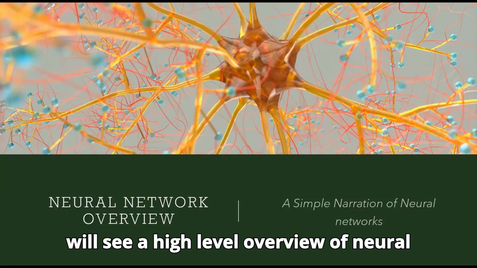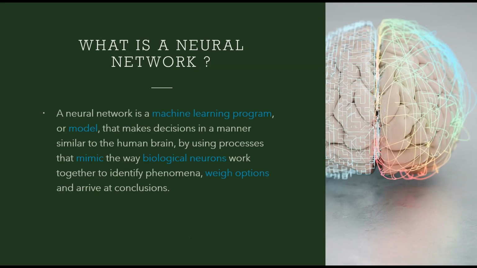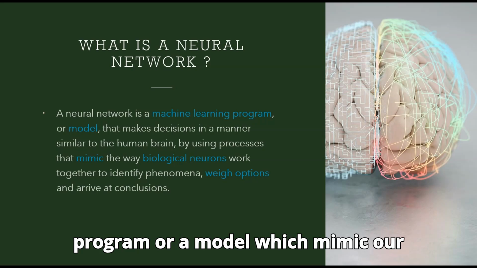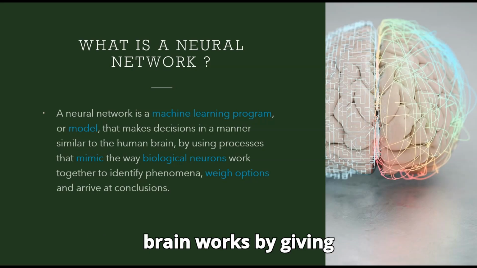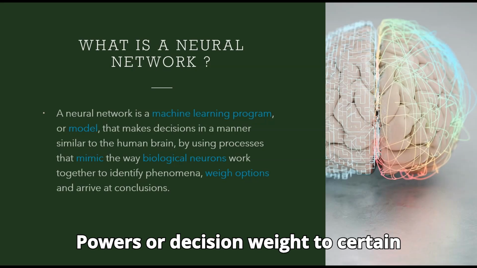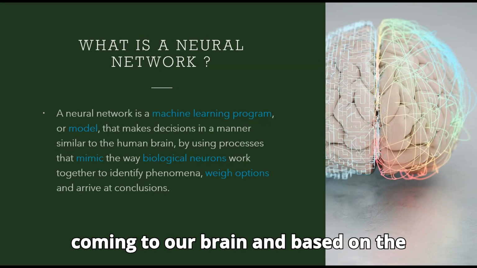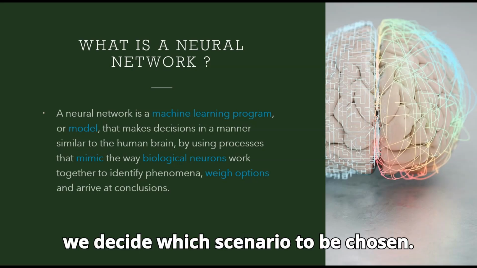We will see a high level overview of neural networks. What is a neural network? A neural network is a machine learning program or model which mimics our biological brain. Our biological brain works by giving weighting or decision power to certain variables, inputs or scenarios coming to our brain, and based on the weight we assign to each scenario, we decide which scenario to choose.